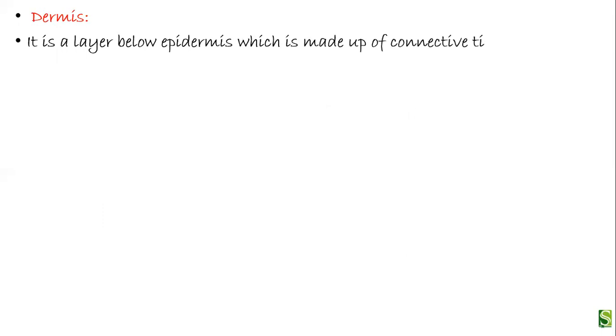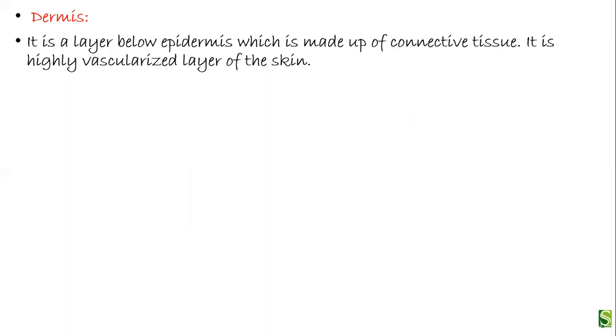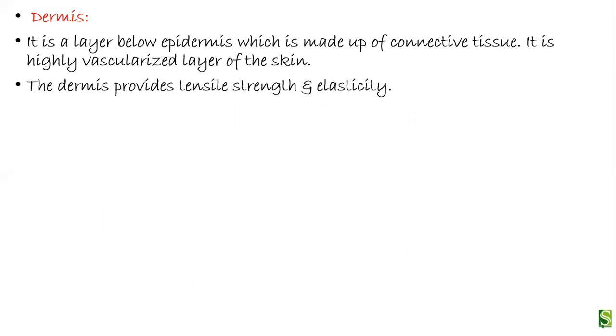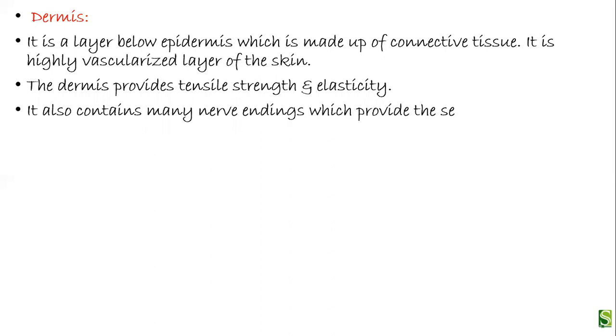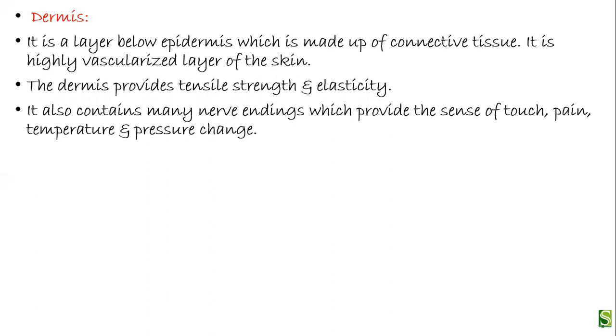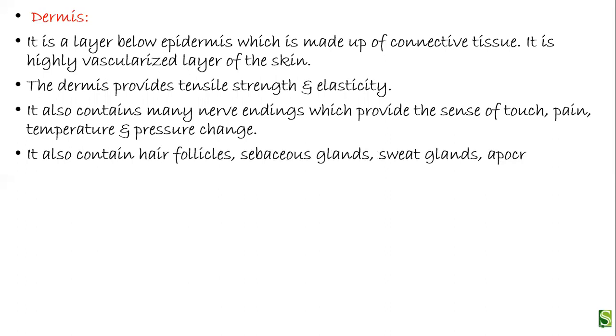It is the layer which is present below the epidermis, and it is made up of connective tissue. It is a very vascularized layer of the skin. The dermis basically gives the tensile strength and elasticity to the skin. It contains many nerve endings, and because of this, we can sense touch, pain, temperature, and pressure changes. Also, it contains hair follicles, sebaceous glands, sweat glands, apocrine glands, and lymphatic vessels.